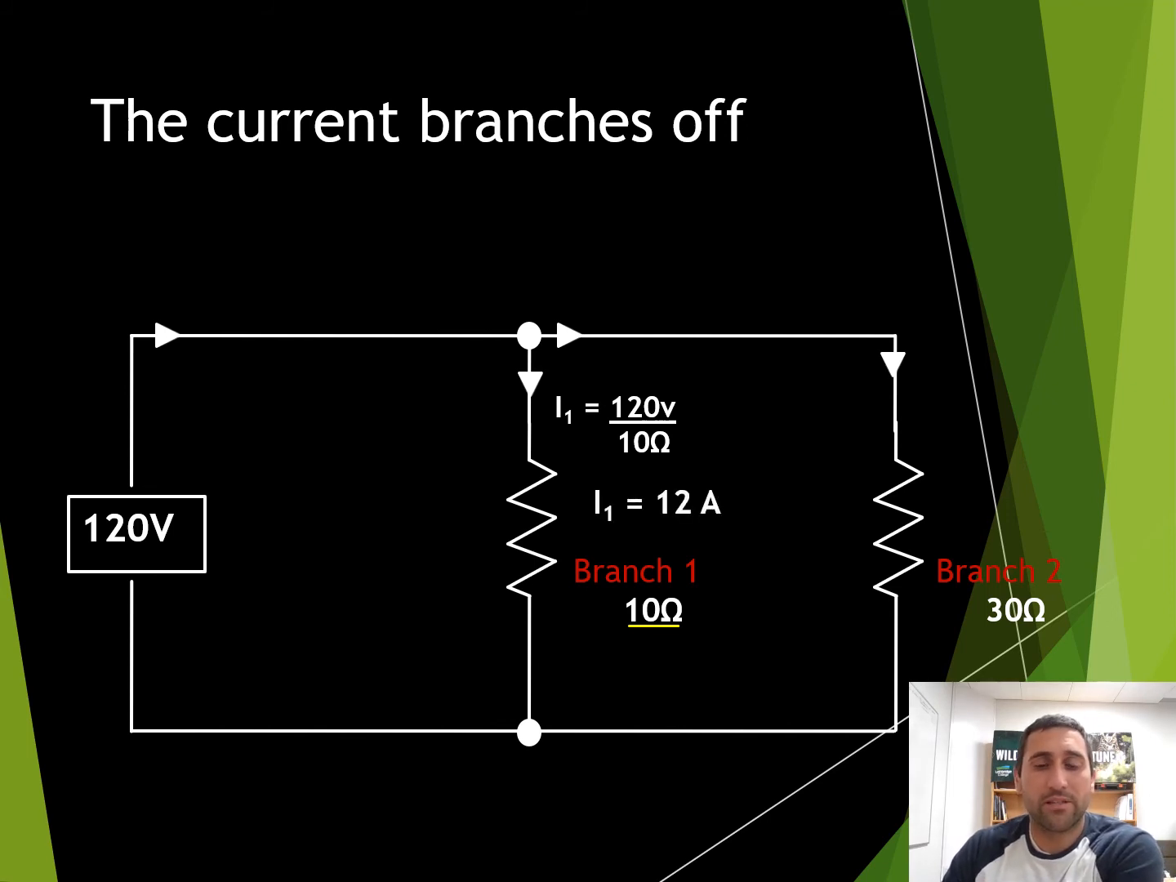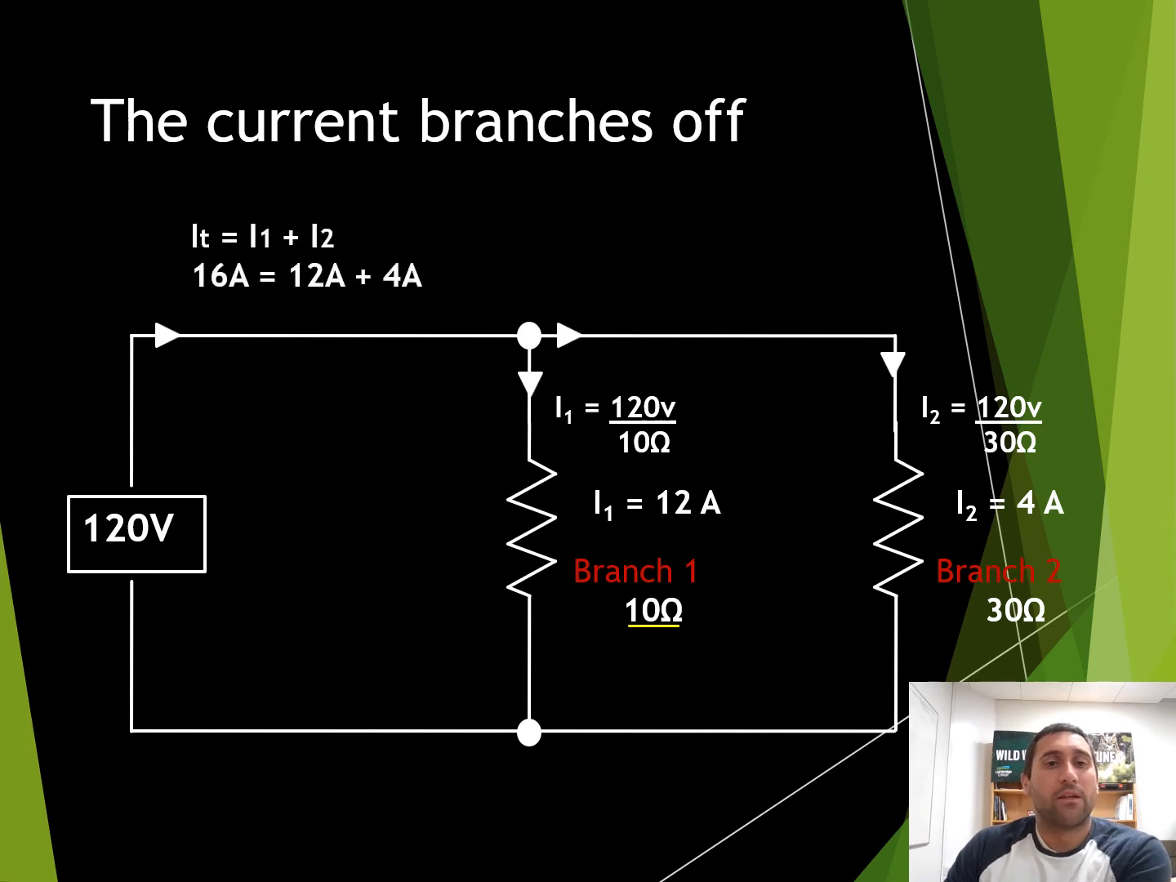And as we do this, we see that the current is 12 amps. And we can do the same thing for the second branch, where we take 120 volts divided by 30, and we have a current of 4 amps. So if I were to ask you what is the total current then, you would use our I total is equal to I1 plus I2 and come up with 16 amps.